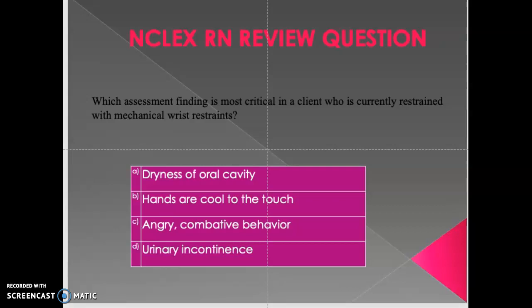So when a patient has wrist restraints, we have to monitor for circulatory compromise. So the correct answer is hands are cool to touch. We also have to monitor the skin integrity and the temperature of that extremity. We have to remove the restraint at a certain time, depending on the protocol of the facility. Some facilities require removing it every 15 or 30 minutes and doing a neurovascular assessment. So the correct answer is B.